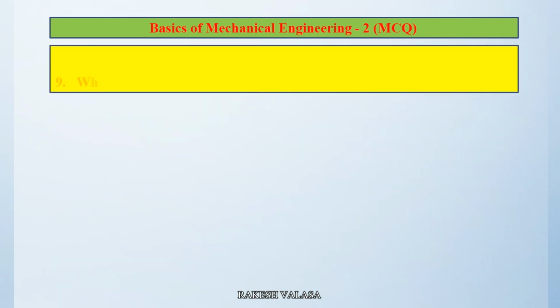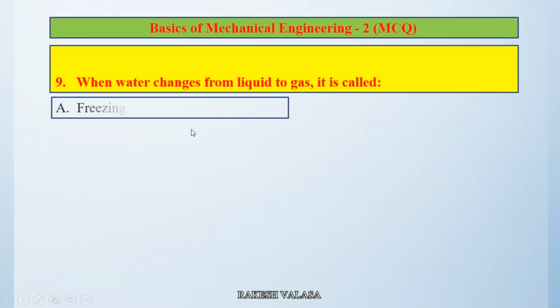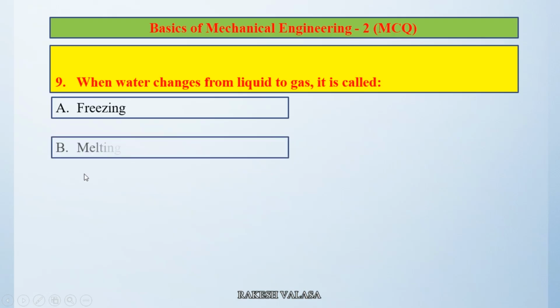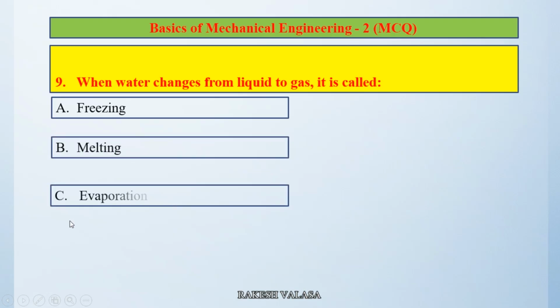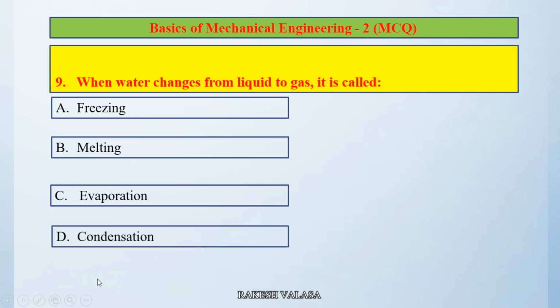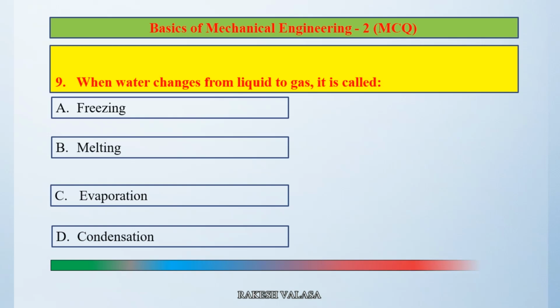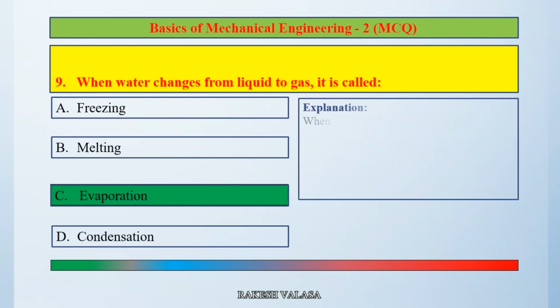Question number 9. When water changes from liquid to gas, it is called: option A, freezing. Option B, melting. Option C, evaporation. Option D, condensation. The correct answer is option C, evaporation. Let us see the explanation.